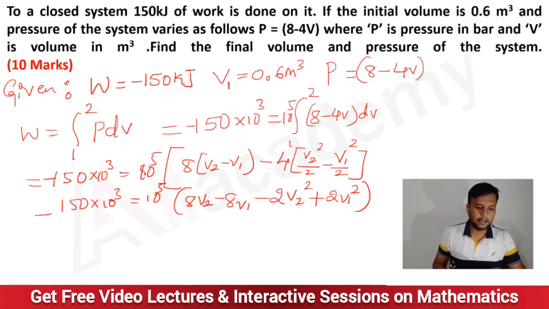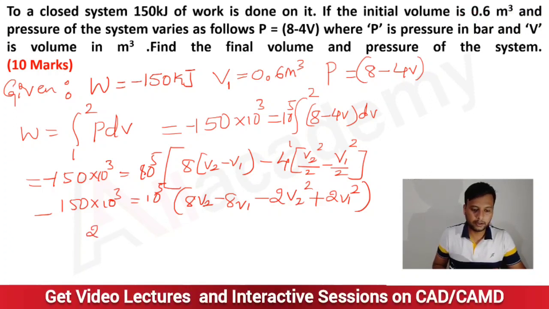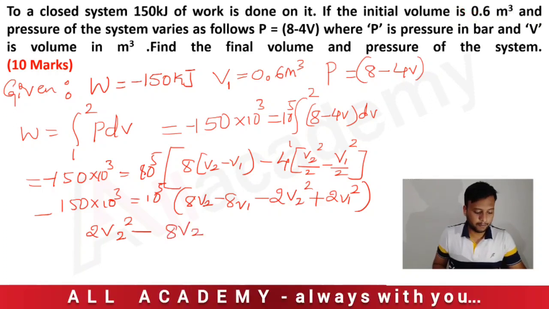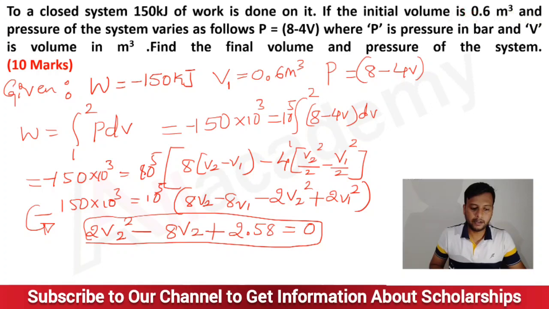Okay, if I simplify all the terms and equations, I will get one equation, that is 2V2 square minus 8V2 plus 2.58 equals 0. Now I will get this equation when I simplify the above. This equation is obtained by simplifying this equation.